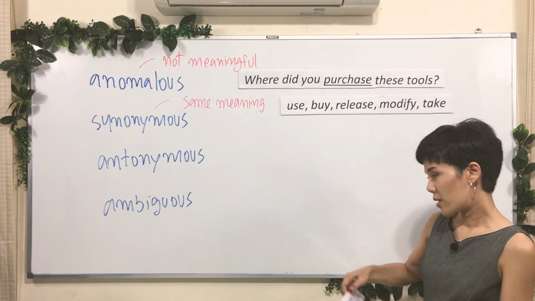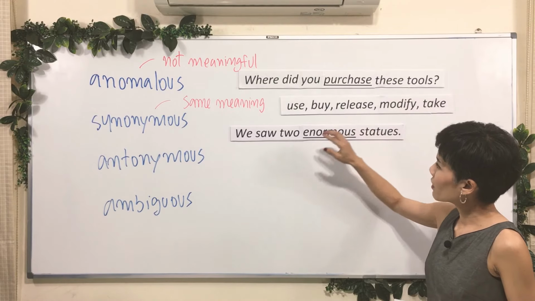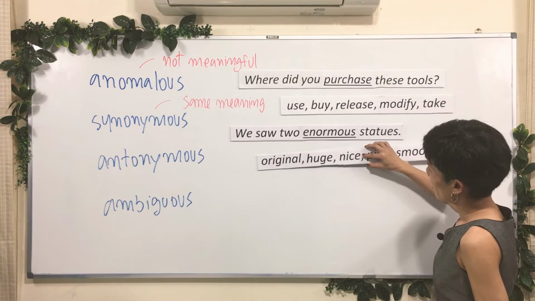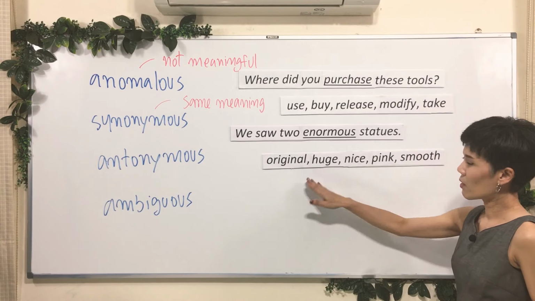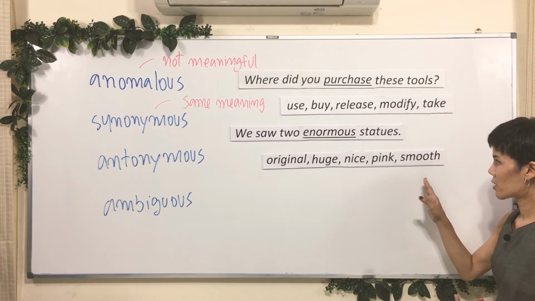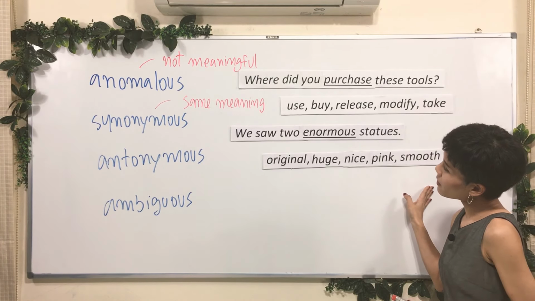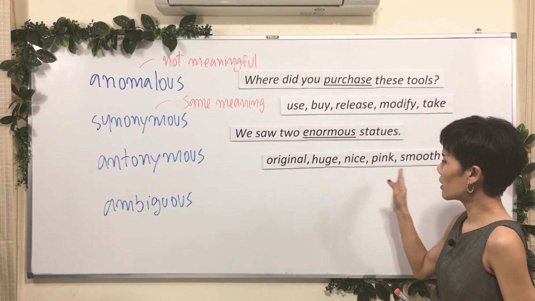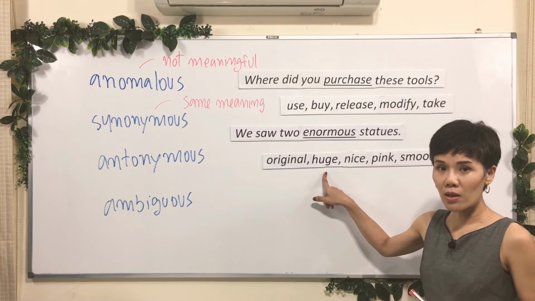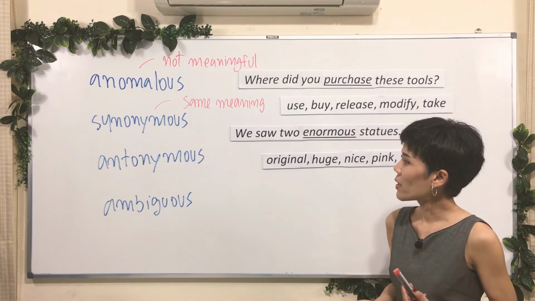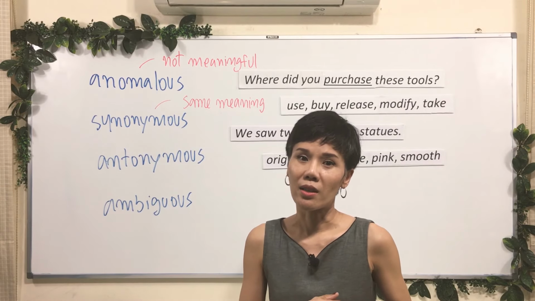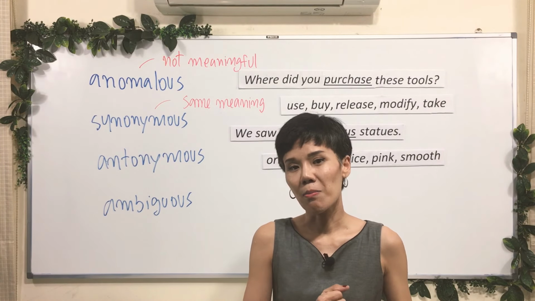Another example is this sentence. We saw 2 enormous statues. And I have these 5 words: original, huge, nice, pink, and smooth. Again, speakers know that the only word in these 5 words that can replace the word enormous is the word huge. So it shows that speakers know when expressions have the same meaning. In other words, they have knowledge about synonymy.